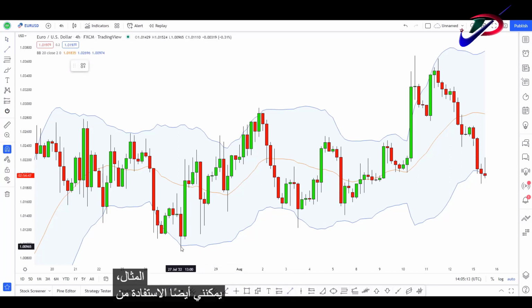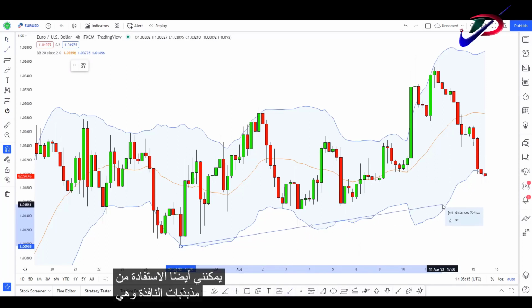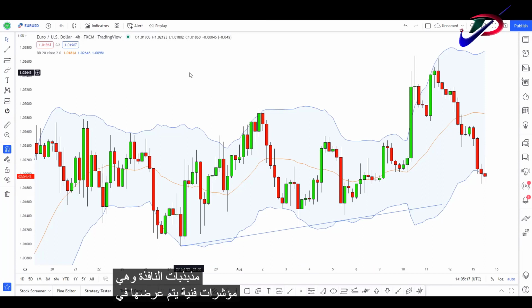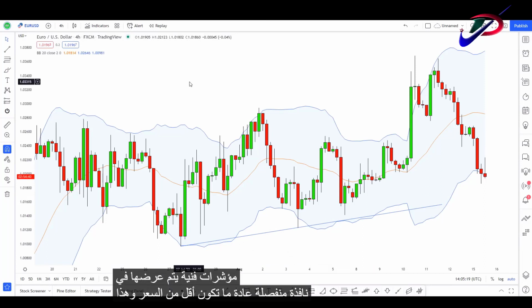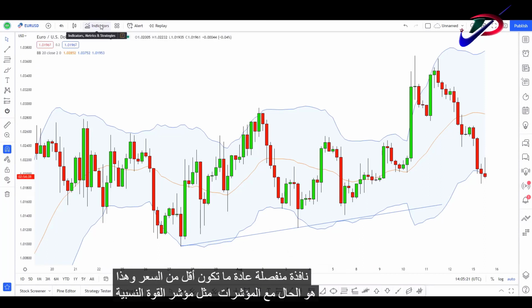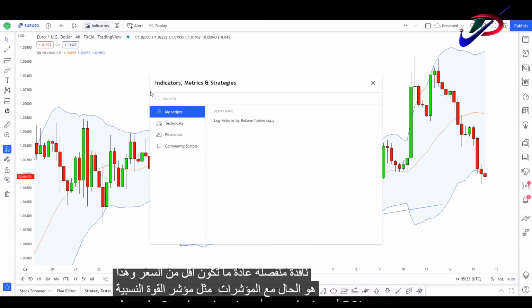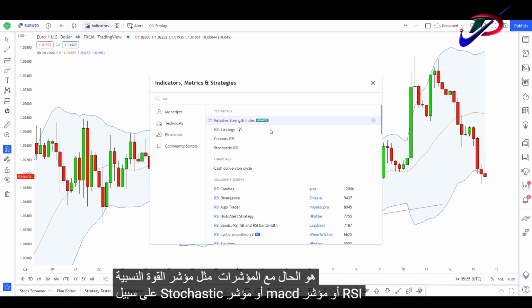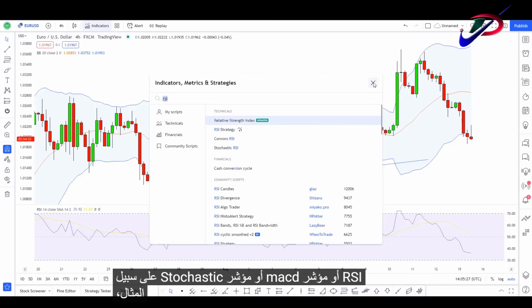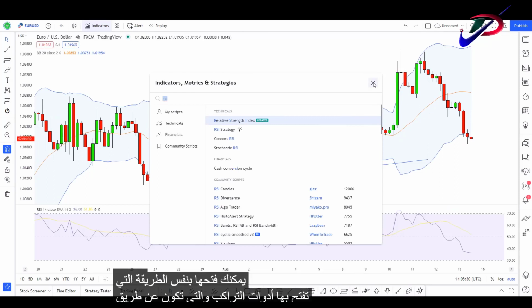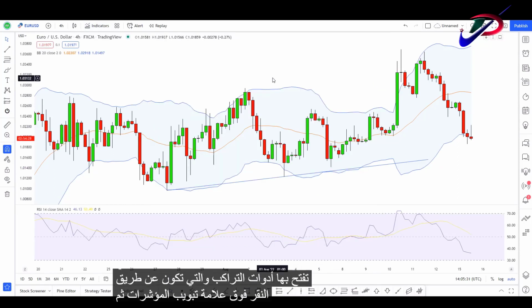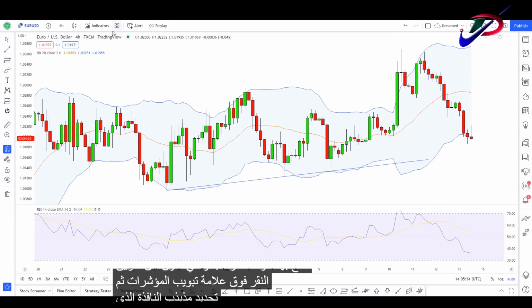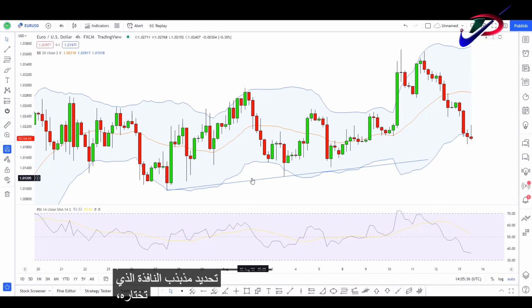I can also make use of window oscillators, which are technical indicators that are displayed in a separate window, usually below price. This is the case with indicators like the RSI, the MACD, or the stochastic indicator, for example. You open these in the same way that you open the overlay tools, which is by clicking on the Indicators tab and then selecting the window oscillator of your choice.